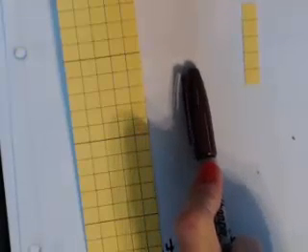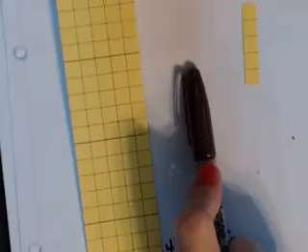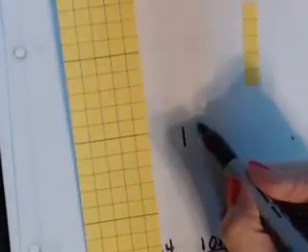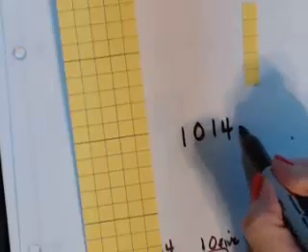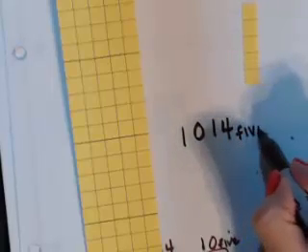When I go to write this number, I have to remember that there are 0 flats, and I'll have to represent 0 as a placeholder for that position. So I have 1 long flat, no flats, 1 long, and 4 units, and that is all in base 5. Read it as 1014, base 5.